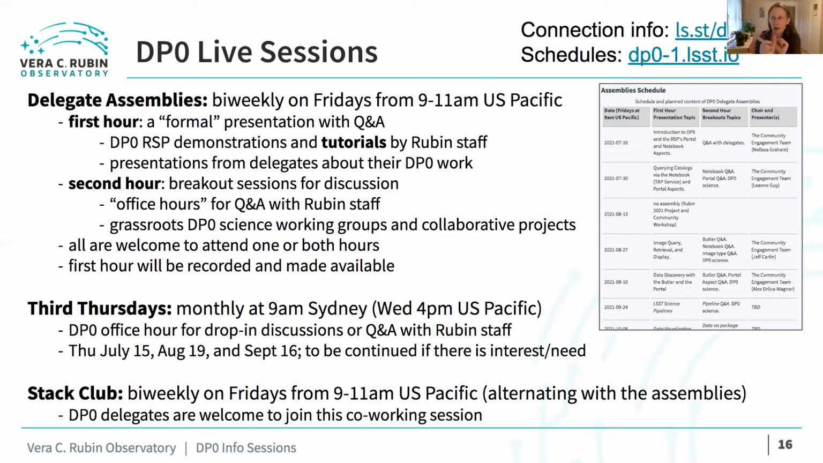The second hour of all of our delegate assemblies will be time for breakouts with discussion time. This will always include office hours for Q&A with Rubin staff, so whatever it is that you've been trying to work on, if you're having problems or issues, you can come and get live support at that time. We also hope that some grassroots DP0 science working groups and collaborative projects will spring up. For example, I might start one that will build a couple of notebooks to do Host Galaxy Association for transients in DP0. And we might get together and work in a breakout room on some notebooks for that. So we're hoping that people will come and make working groups.